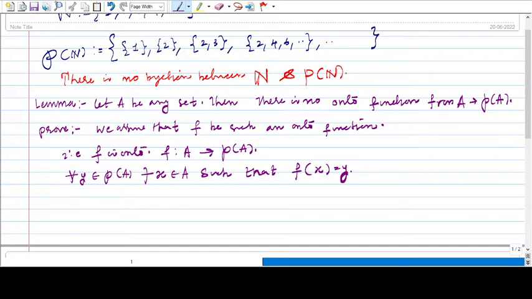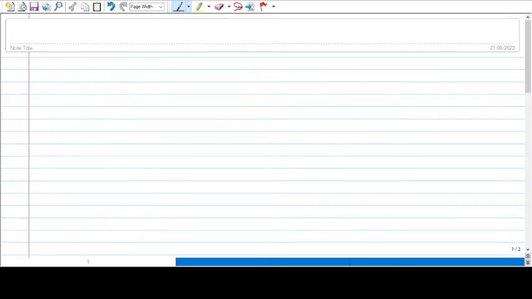Now my idea is to develop a contradiction, and for that I am particularly picking a subset of A. I will show that there is no pre-image in A. That's my idea.